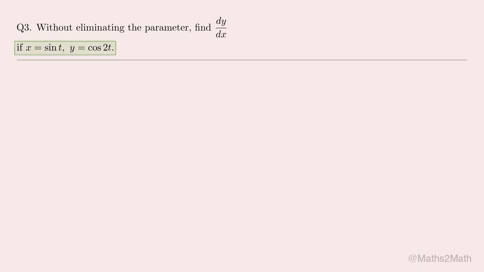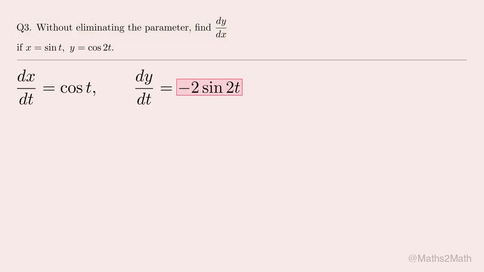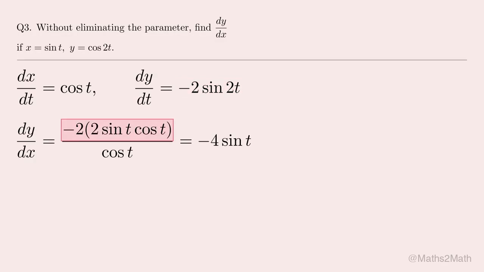Question 3. Sine against cosine of the double angle. The double angle identity collapses the quotient beautifully. Differentiate, cosine t below, minus 2 sine 2t above. Write sine 2t as 2 sine t cosine t. The cosine cancels.